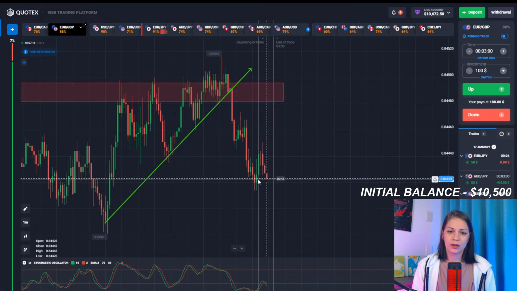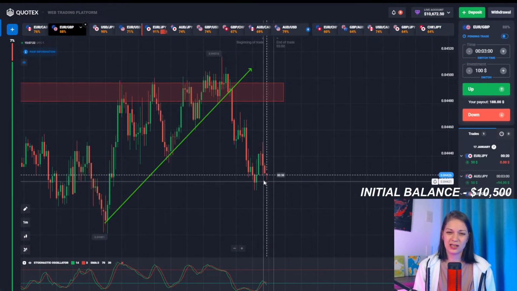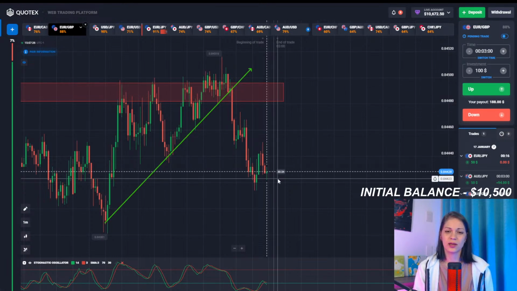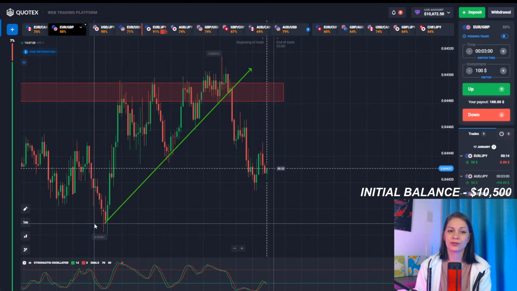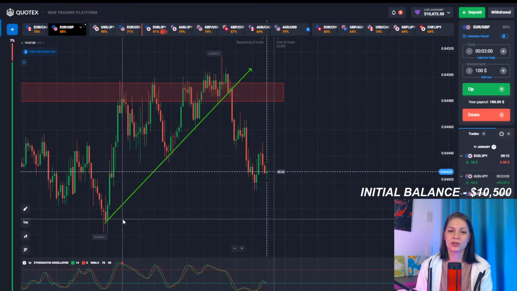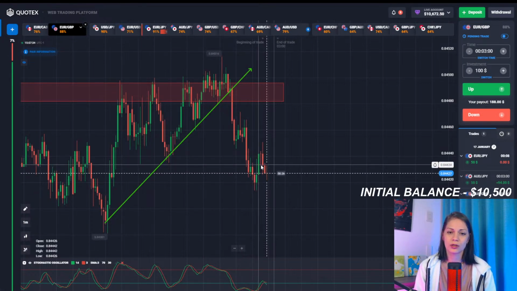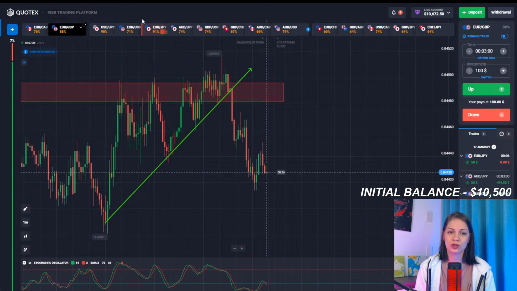So Euro GBP, you're saying sell? I'm saying not sure. On the one hand, with this breakout we have a trend going downwards, but at the same time, we have a lot of horizontal levels around. So I am not sure about this one.